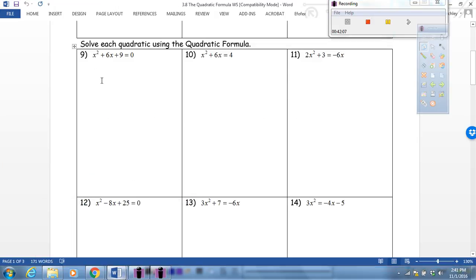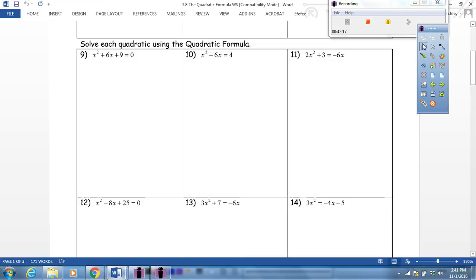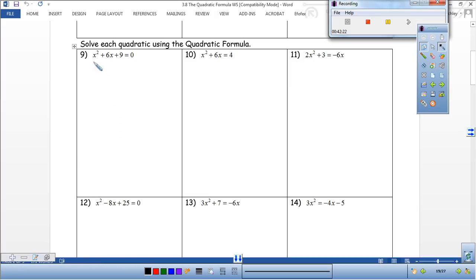Okay, we're going to do number 9 from your homework now. Number 9 from your homework. Okay, your homework, you guys? You're only going to do numbers 9 through 14 tonight, because we didn't get through all the homework, all the notes. Do 9 through 14, yes.